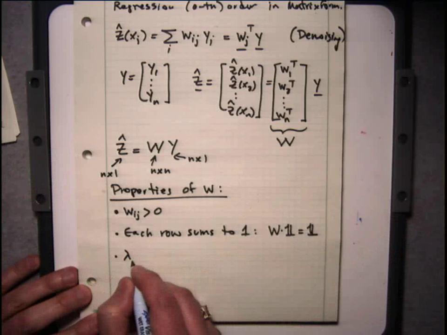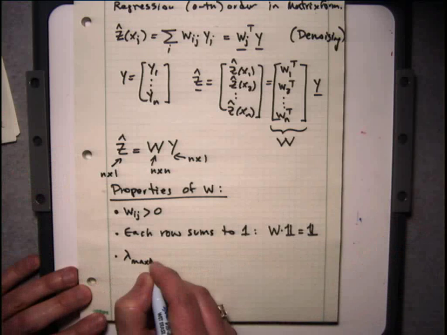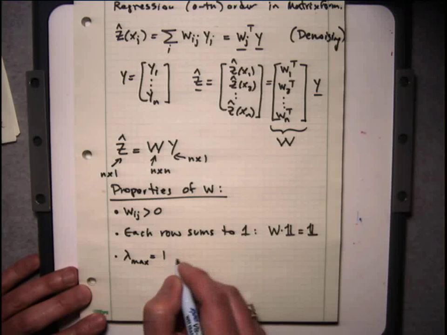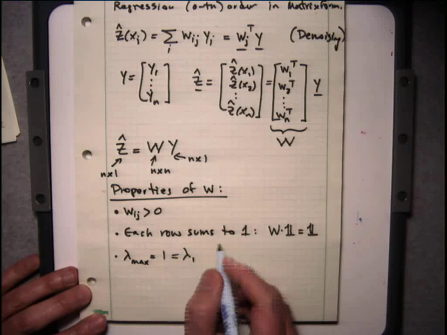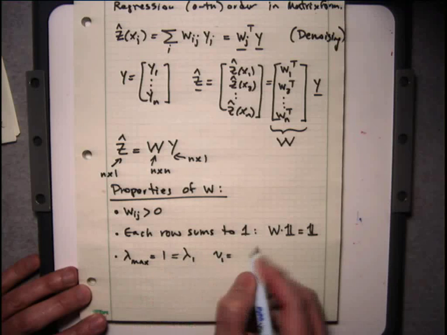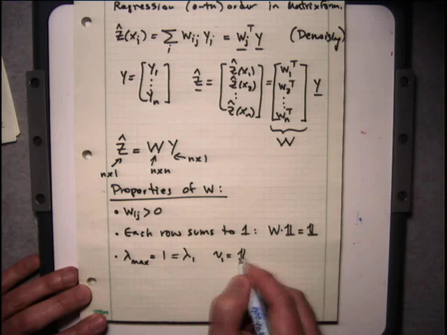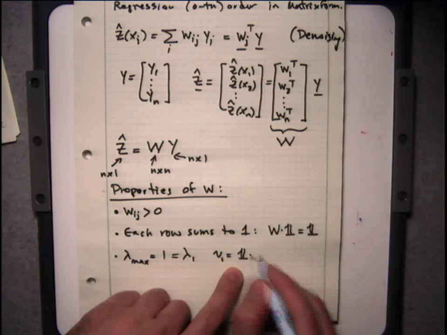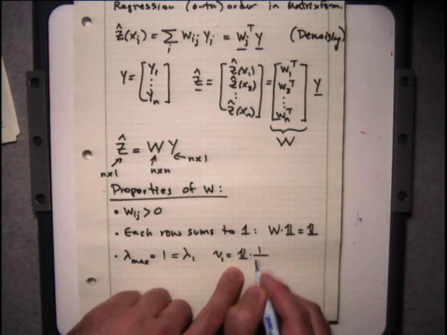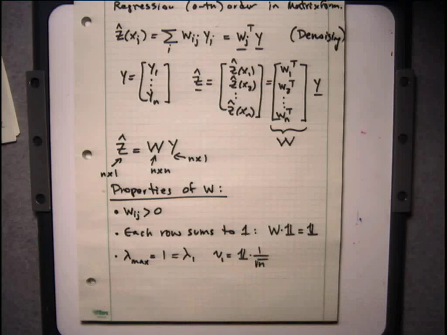Lambda, the largest eigenvalue, is 1. Let me call this lambda 1. And the eigenvector corresponding to that, V1, is constant. But generally, we normalize eigenvectors so that they have length 1. So what I'm going to do is multiply this by 1 over square root of n so that its length is equal to 1. And if you remember, if a vector is an eigenvector, then any constant multiple of it is still an eigenvector. So this is okay.